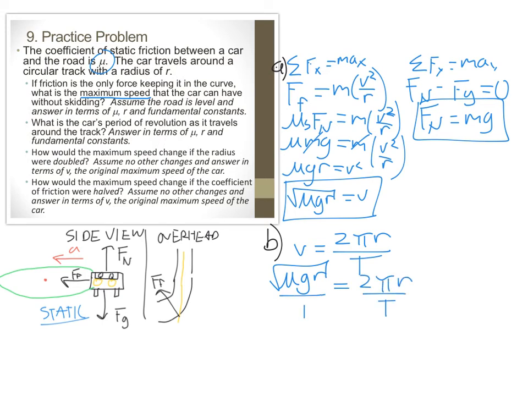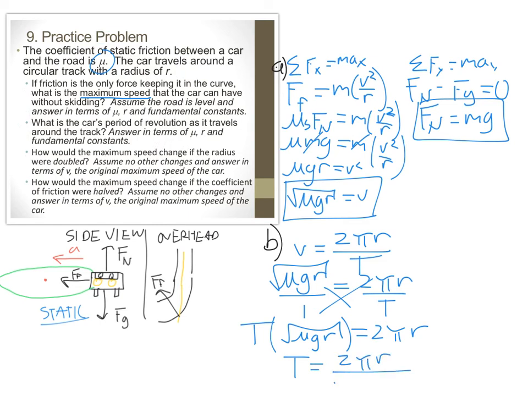I can go ahead and cross multiply here, and I get t times the square root of mu gr equals 2 pi r. So that means that my period of revolution, and this is a little bit messy here, but it's going to be 2 pi r over the square root of mu gr. And there I have my answer to part B.